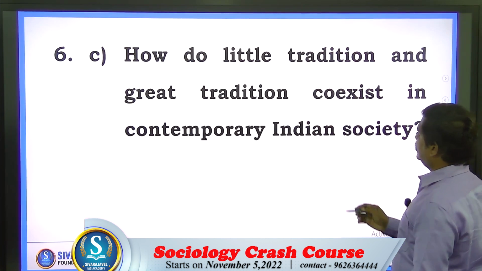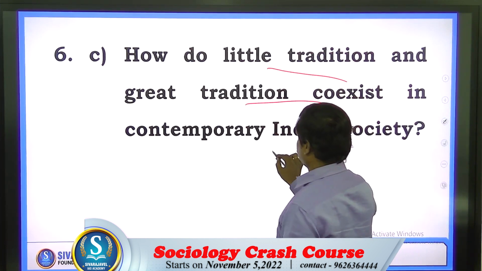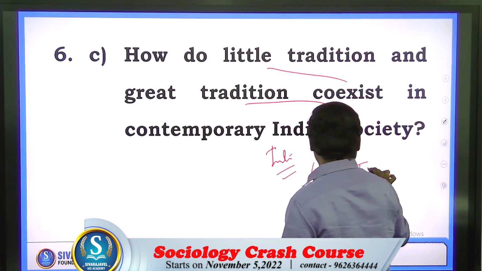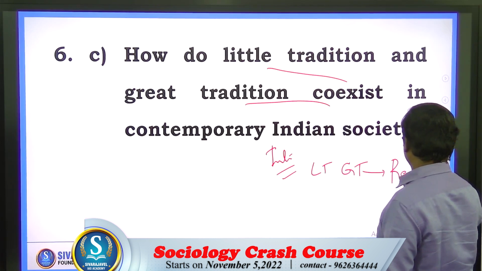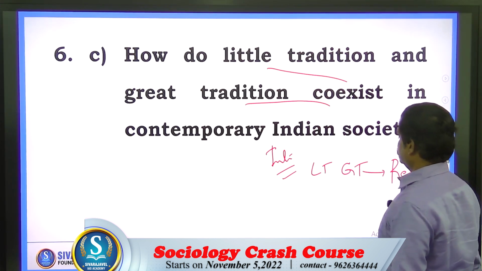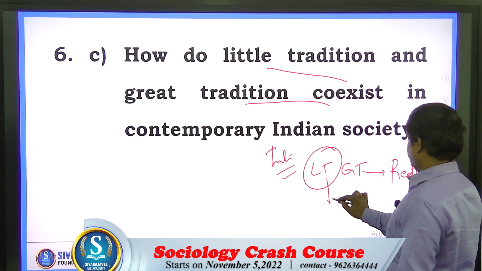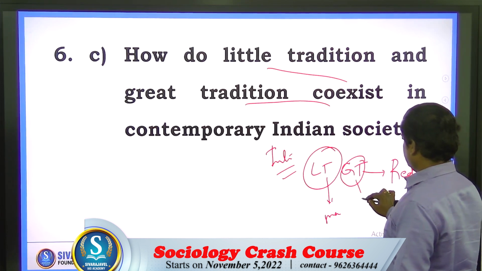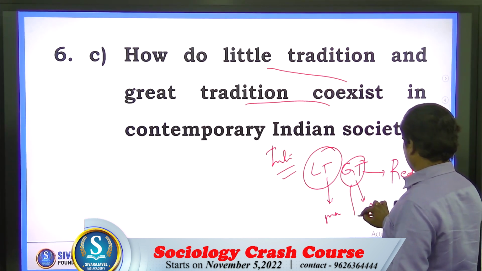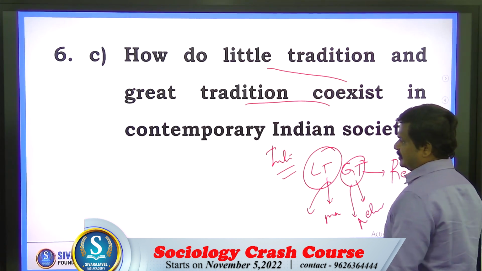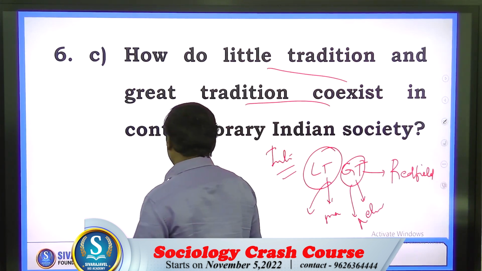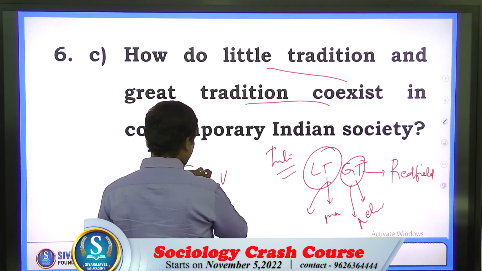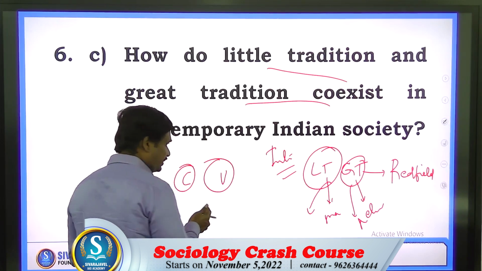Then, little tradition and great tradition are coexisting. In the introduction, you write about who spoke about little tradition and great tradition. Robert Redfield. What is little tradition? It is a tradition of the masses. This is the tradition of the elites. This is documented, this is undocumented. So, to speak about the difference between city and village, this concept was used as if there is no interaction between both.